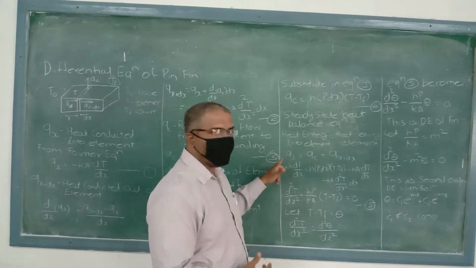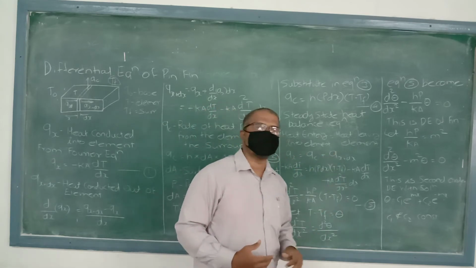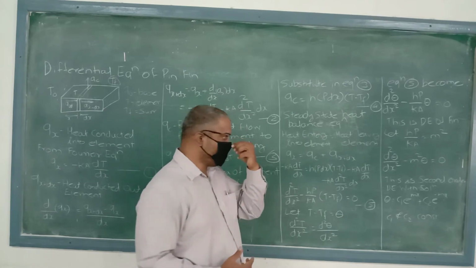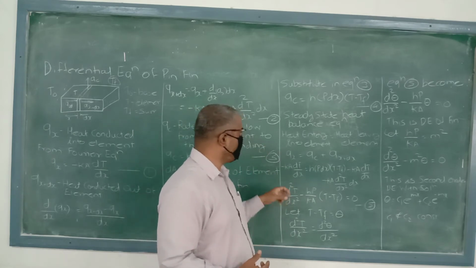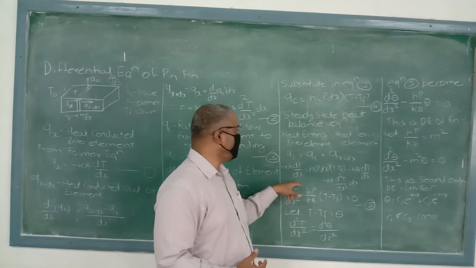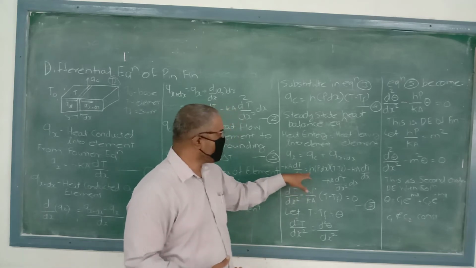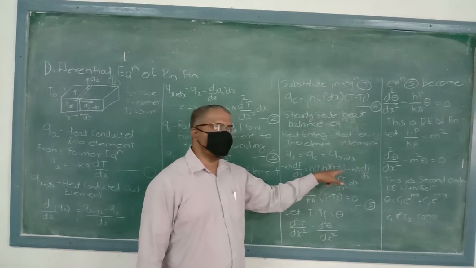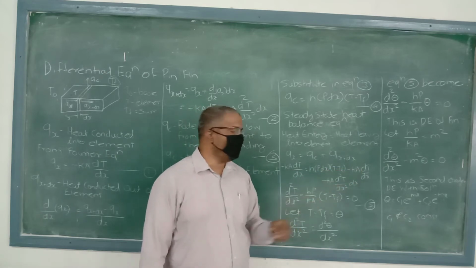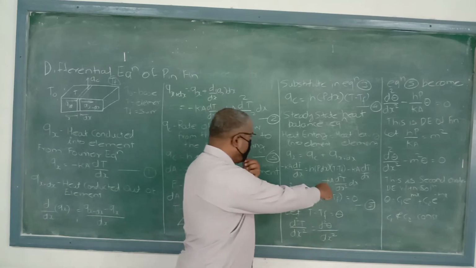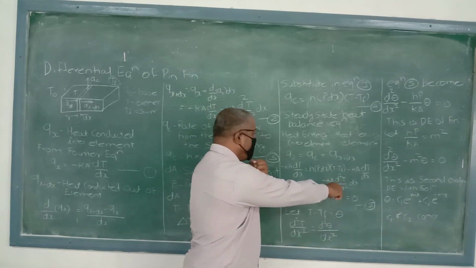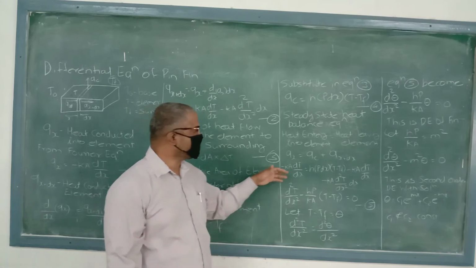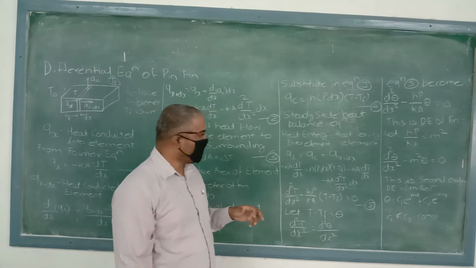So we have found Qx, Qc and Qx plus dx, and we are going to substitute our values. After substitution, we got minus k dT by dx is equal to h into bracket P into dx, T minus Tf, minus of k dT by dx minus of k d square T upon dx square into dx. So we have substituted all the values.